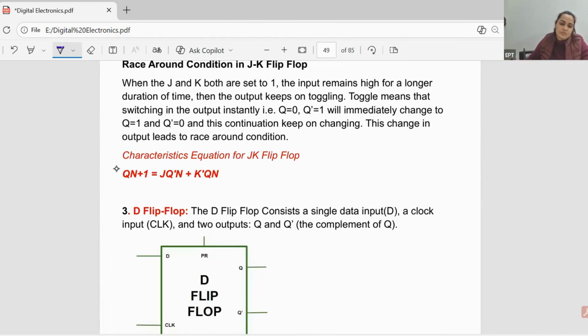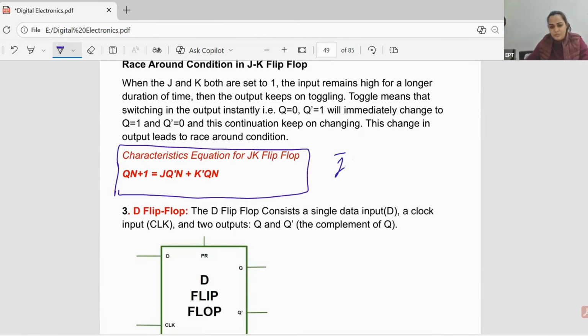This is the characteristic equation for JK flip flop. These characteristic equations are very important. J bar Qn plus K bar Qn. Here you can see, if you compare the characteristic equation of SR flip flop and JK, then S is going to be J bar Qn.